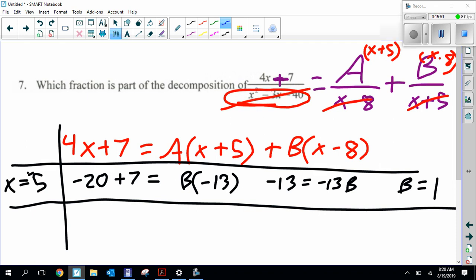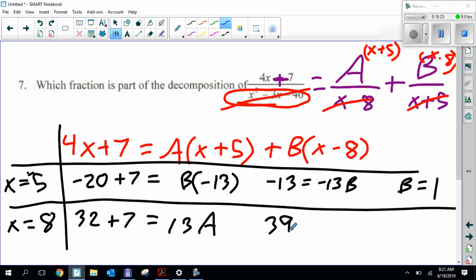And then to cancel out the b, the other x value we're going to choose is 8. If you plug in an 8, that makes a 0 to cancel out the b. 4 times 8 is 32. 8 plus 5 is 13, so 13a, and then the b times 0 cancels out. So 39 equals 13a. a is 3.